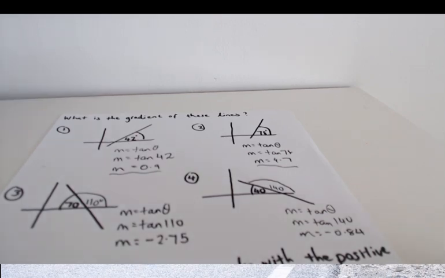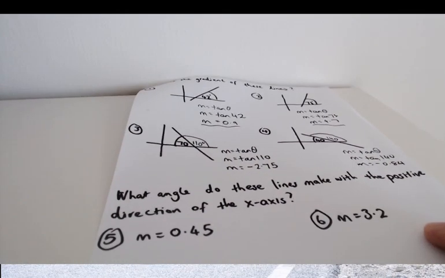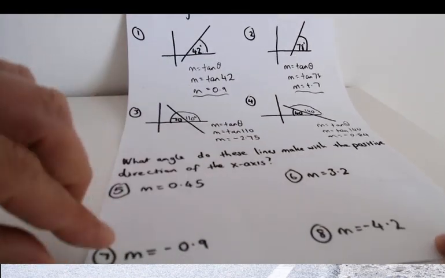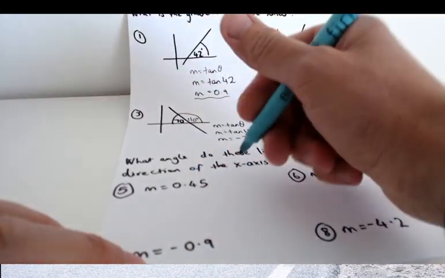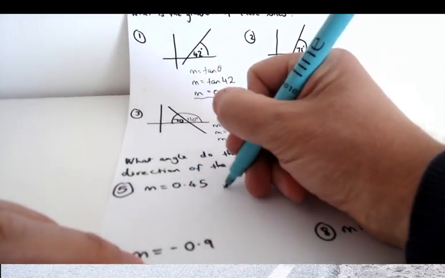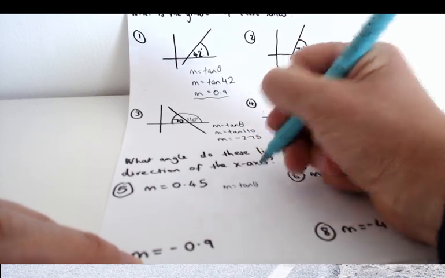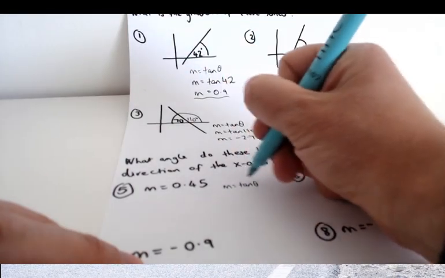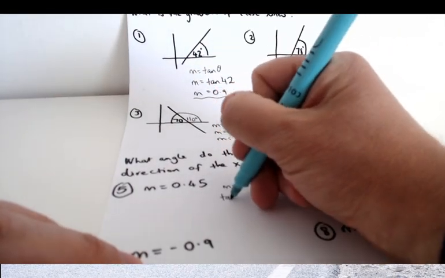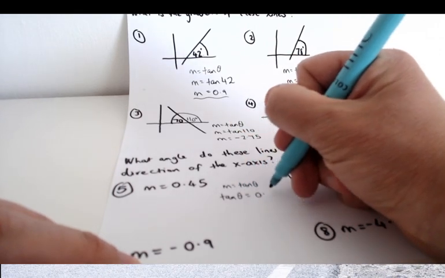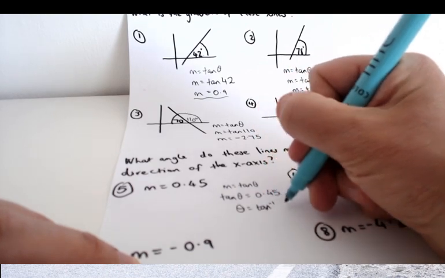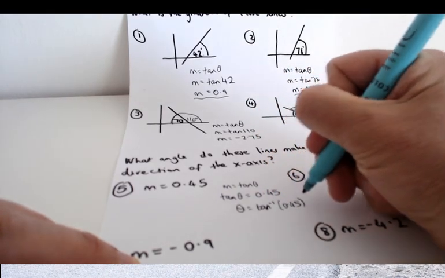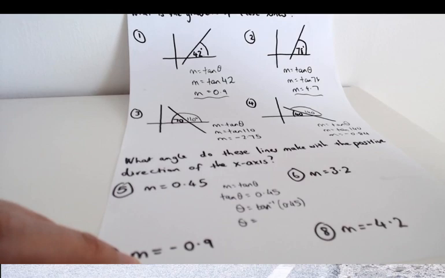Other way around, if you're told the gradient and you've been asked to work out the angle, so m equals 0.45. Again we can write out the formula: m equals tan theta. This time I'm just going to swap these two round: tan theta equals 0.45. Then you're going to inverse tan 0.45, and if I check that on the calculator, the answer is 24.2.